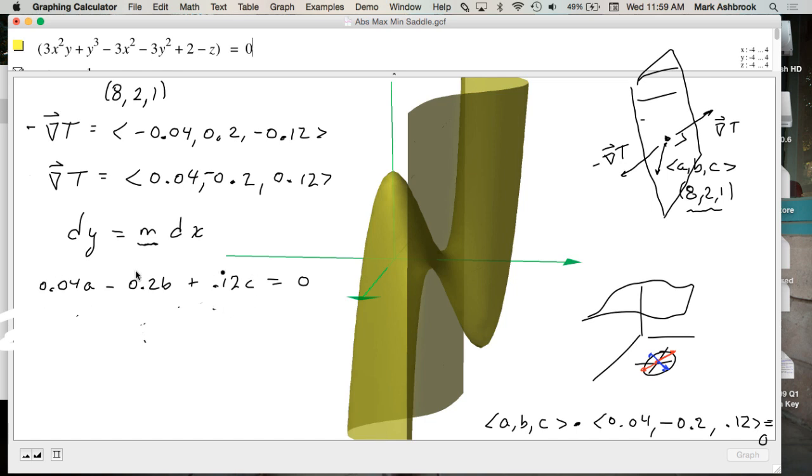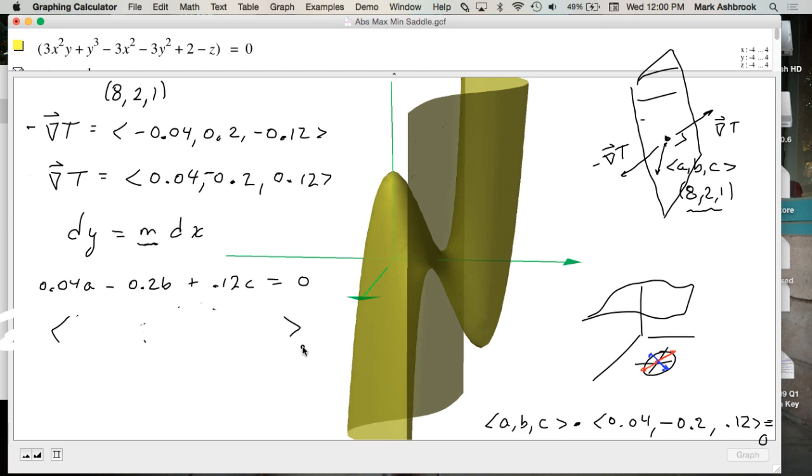Is this the equation of the plane? No, this is not the equation of the plane. This is just a relationship between A, B, and C that makes ABC parallel to that plane. So if I have this one equation and these 3 variables, how many degrees of freedom do I have?